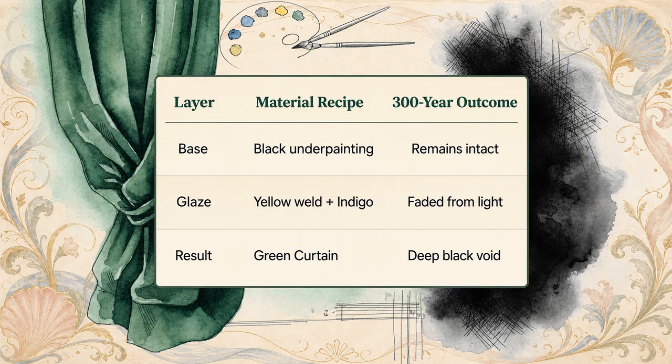Scientific scans revealed there was actually originally a folded green curtain hanging right behind her. If we break down the paint layers, we see that Vermeer painted a black base, and then he layered a green color glaze over it, which was made from a mix of yellow weld dye and indigo, which, by the way, is yet another global trade ingredient. But over 300 years, that top layer of indigo severely degraded from being exposed to light. So the green curtain vanished entirely, leaving us with the deep, abstract black void that we see today.